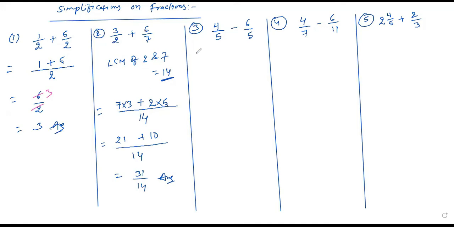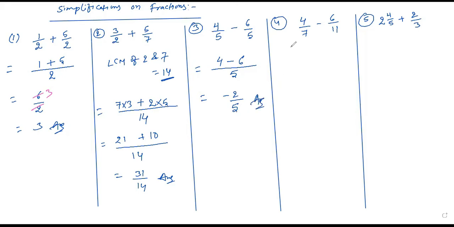Now number 3. This is subtraction. Are the denominators common or different? Common. Do we need to take the LCM? No, sir. Directly plot the line. Below the line we have to write the denominator. So the common denominator will be 5 only. Now above the line, write 4 minus the value 6 as it is. 4 minus 6 becomes minus 2 by 5.